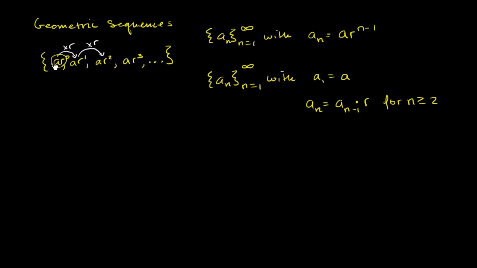So this is saying, look, our first term is going to be a. ar to the 0 is just a. And then each successive term is going to be the previous term times r, which is exactly what we did over there. So let's look at some geometric sequences.